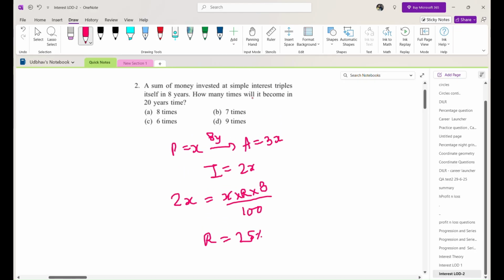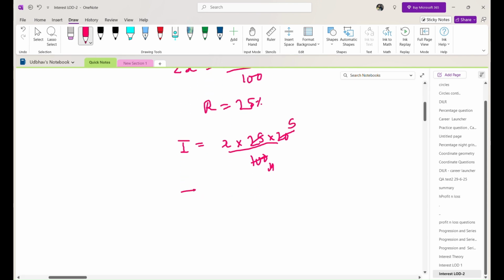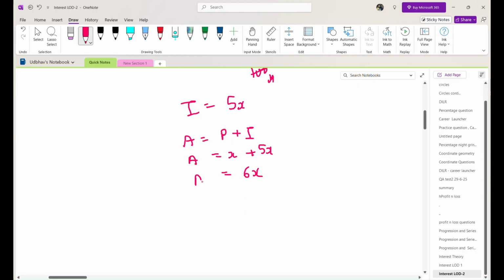How many times will it become in a time of 20 years? So we can find the interest here, P into 25 into 20 over 100, which is 5. So interest will be 5x. So amount will be principal plus interest, x plus 5x, 6x. So the amount is how many times the principal? 6 times, because the principal is x.